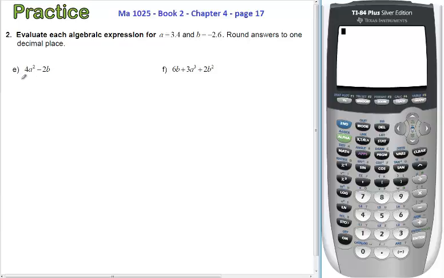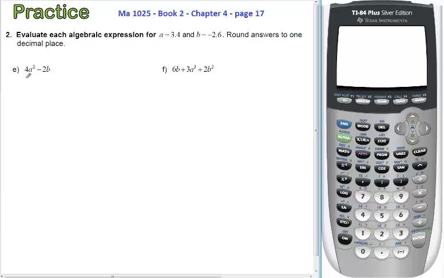Okay, now I've picked E and F on page 17 of number 2. Now we're told that A is 3.4 and B is negative 2.6, and we're asked to round our answers to one decimal place. So evaluate means to put a number in for something and get a final answer that is a number.